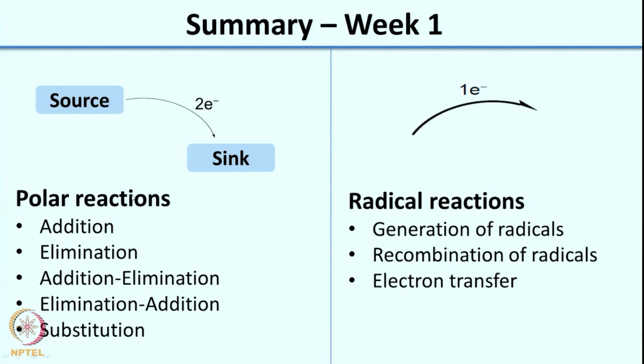For polar reactions, you use a double headed arrow to show movement of electrons, and this double headed arrow indicates movement of 2 electrons. Typically the arrow originates from the electron source and goes to the electron sink. A lot of terms are used analogous to source: a donor, a nucleophile. And instead of the sink, you would have heard terms like electrophile and acceptor.